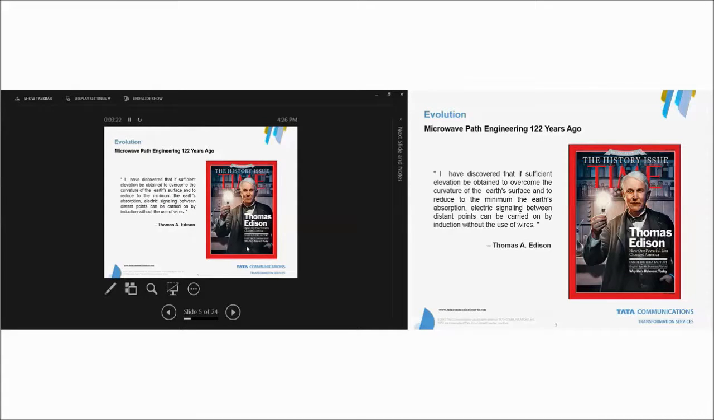Some 122 years ago, a well-known scientist, Mr. Thomas Alva Edison, spoke about wireless communication, how a wireless communication can be established. After his idea, numerous experiments happened in this field by well-known scientists Marconi and Tesla. Only in the late 1940s and 1950s, microwave transmission came into existence. And the 1960s and 70s saw huge progress in this microwave transmission field.